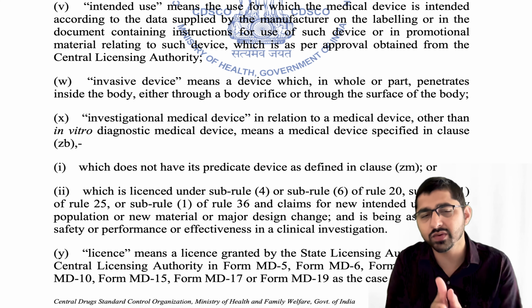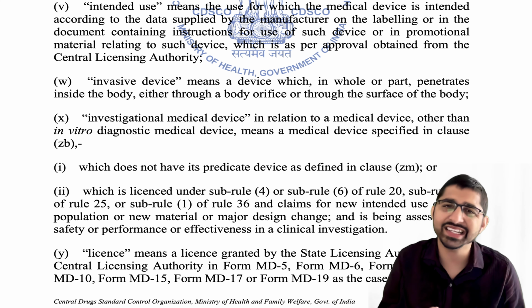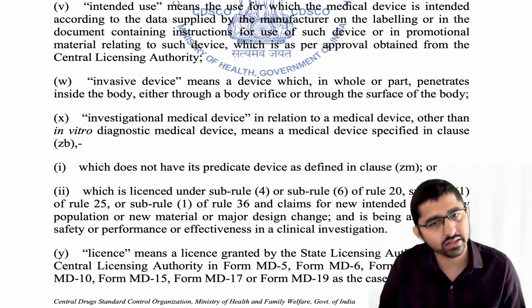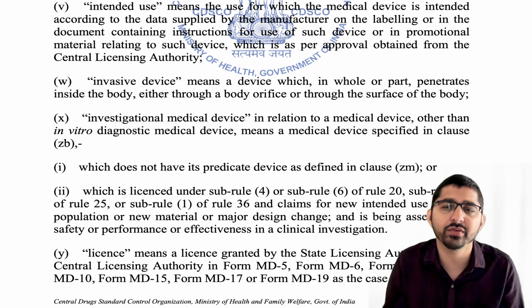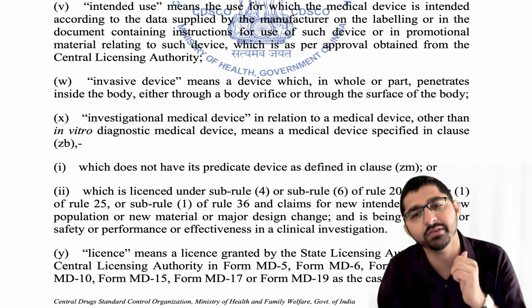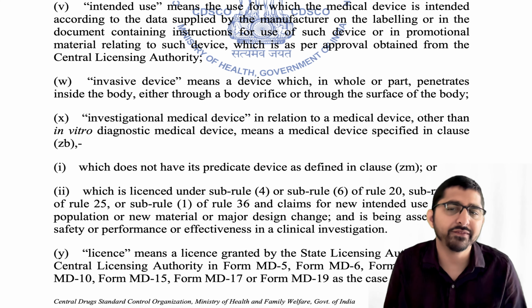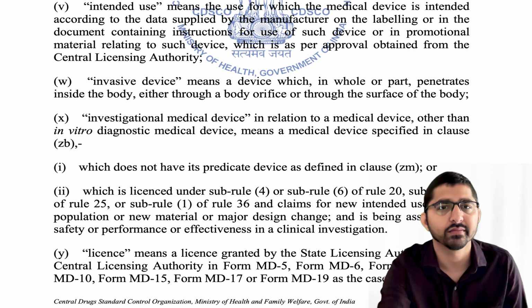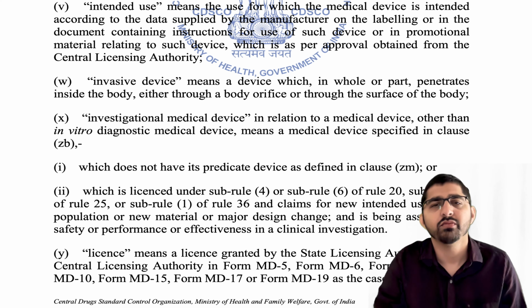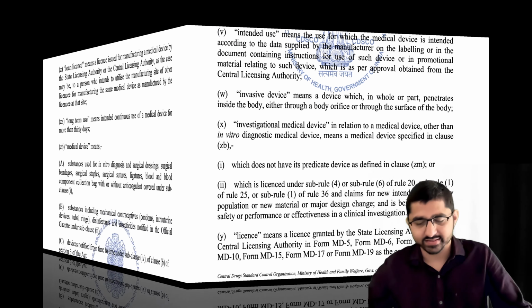Whenever we use the word license, it means a license granted by the SLA or CLA in the form of various MD forms. It could be MD5, 6, 9, 10, 15 and so on, right? What do we mean by loan license?